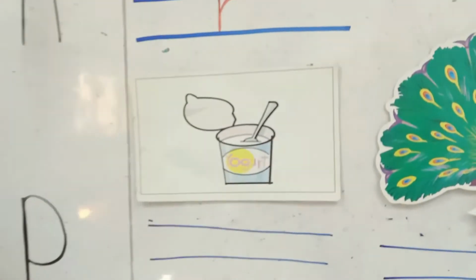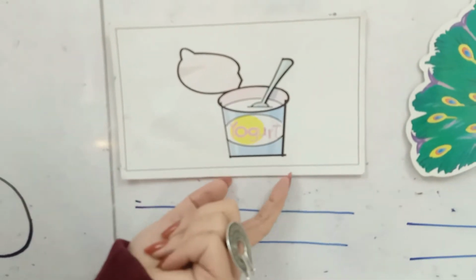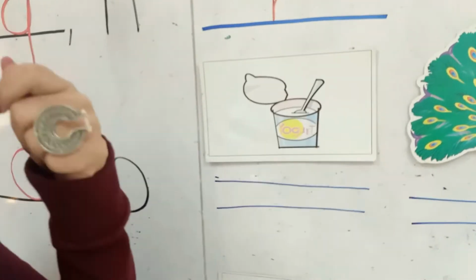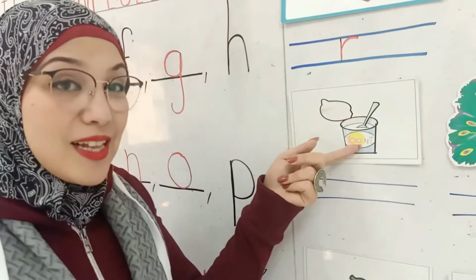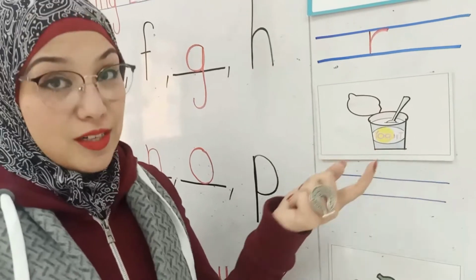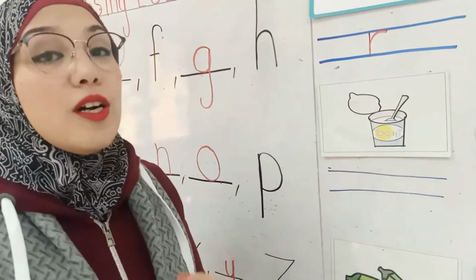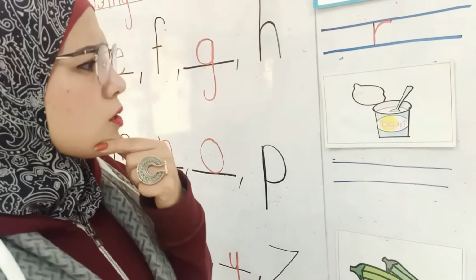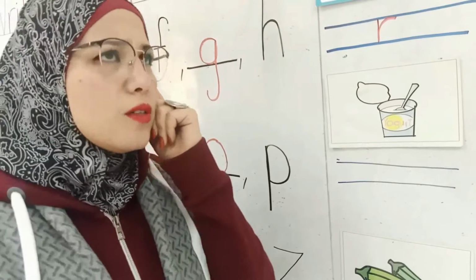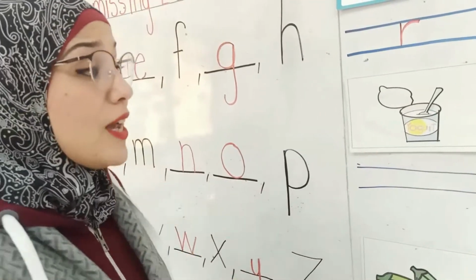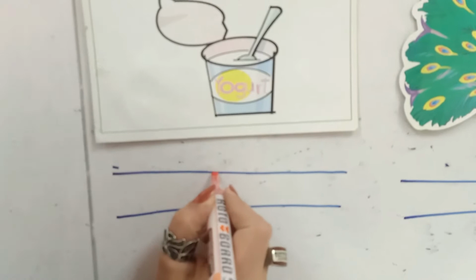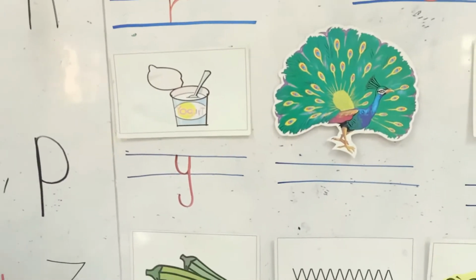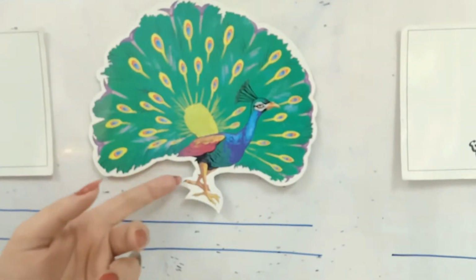Now, can you tell me, KG1, what is this? Super! Yogurt. What letter does yogurt start with? Super! Y is for yogurt. Y. Yogurt.